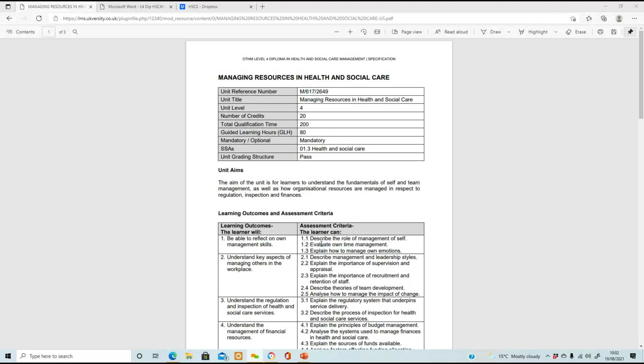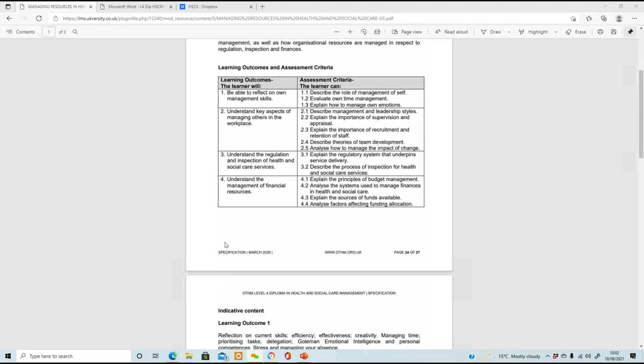So we're looking at learning outcome 4 for managing resources in health and social care. Now, this section is about financial resources. So it's understand the management of financial resources. When you get into the management area, you will be looking at budgets and finances and trying to split things up to be able to afford certain things or resources. So that's what all this is about.